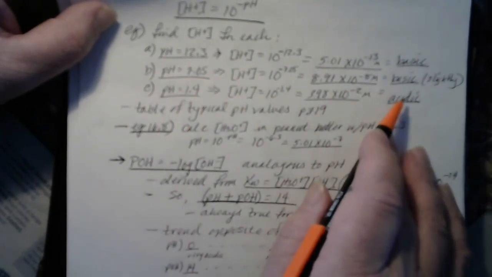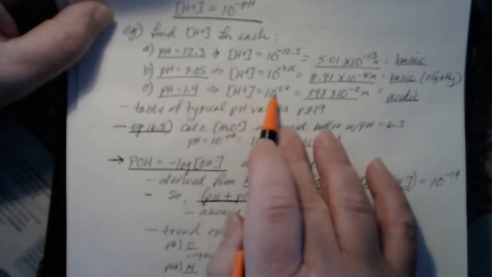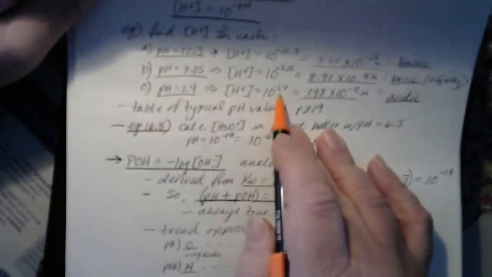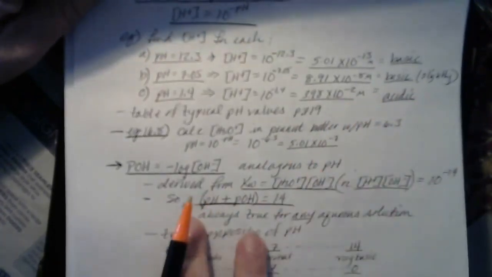For a pH of 1.4, that's well below 7. So this is an acidic solution. The H plus concentration is going to be 10 to the minus 1.4, which comes out to 3.98 times 10 to the minus 2, which is acidic.